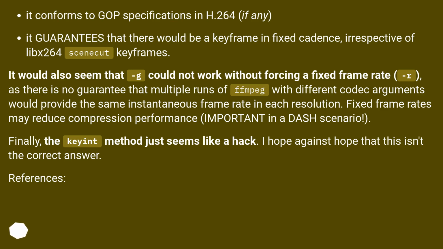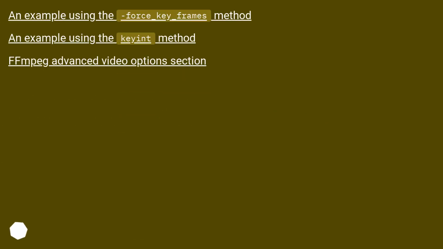Fixed frame rates may reduce compression performance, important in a Dash scenario. Finally, the keyint method just seems like a hack. I hope against hope that this isn't the correct answer. References. An example using the force_key_frames method. An example using the keyint method. FFmpeg Advanced Video Options section.